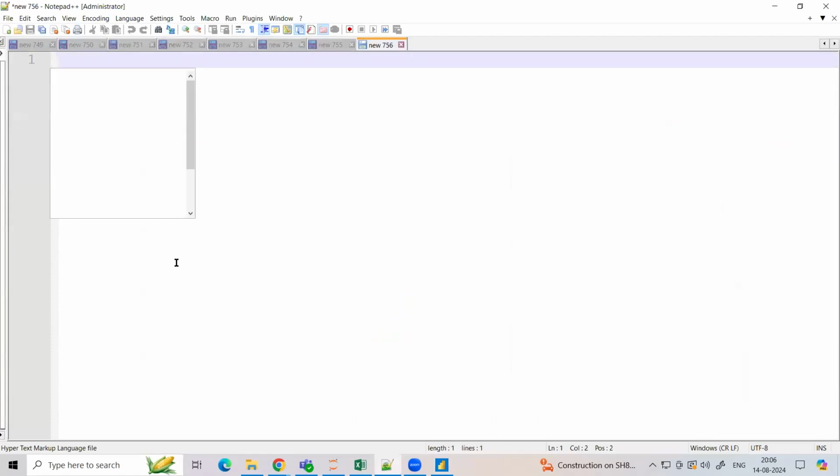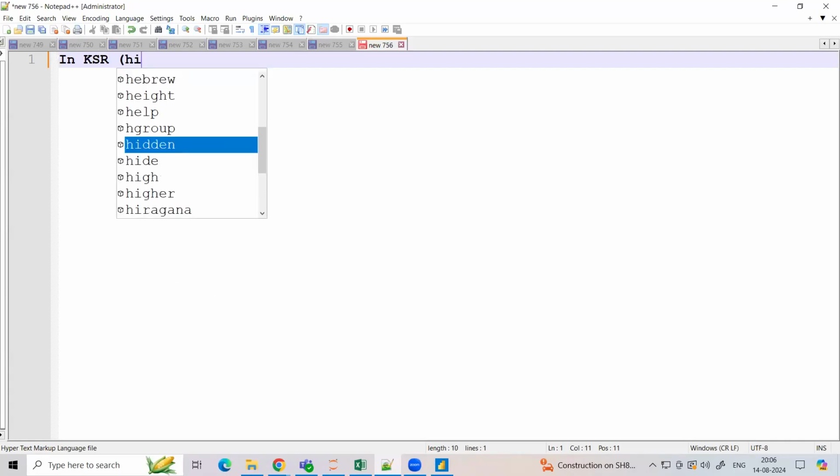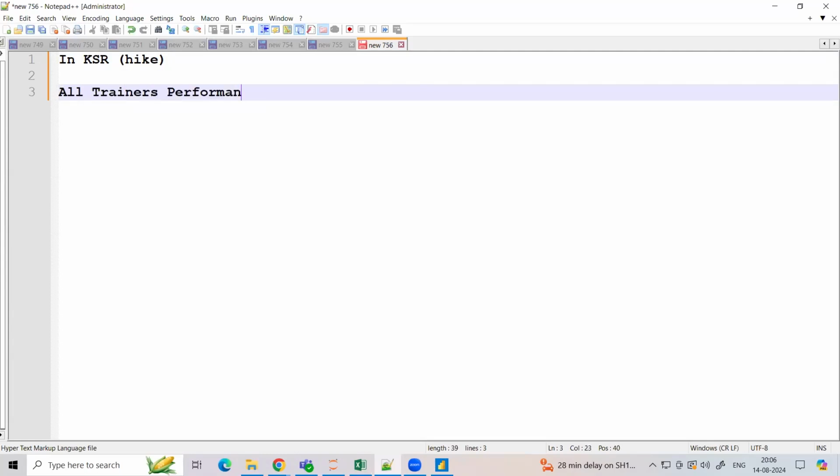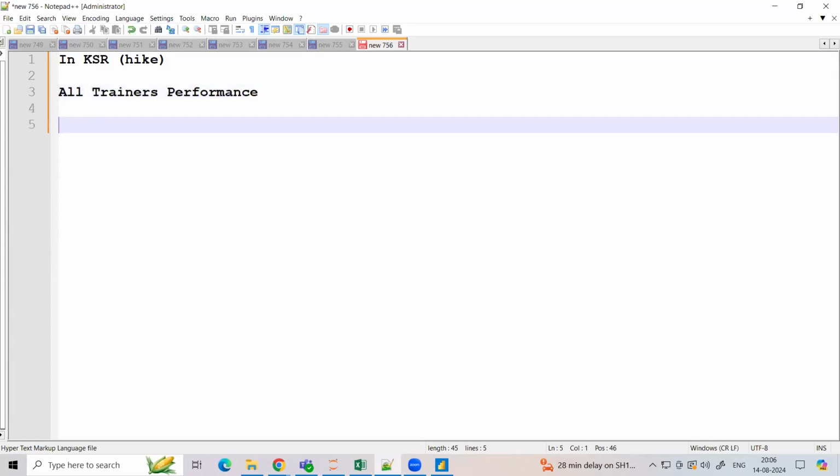In KSR, we have appraisal. Like we have a hiking. They'll give a hike every month. So let's say that we have a hike now. Let's see a simple performance of all the trainers. Every year they come up with a hiking system, which we call appraisal. So they give a hike for us. Let's see how much hike they're going to give me.